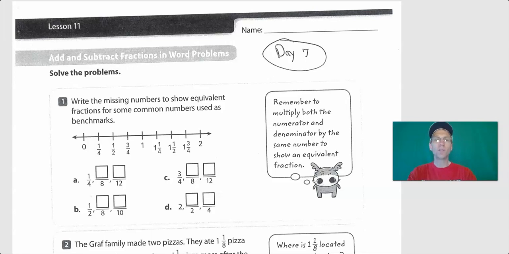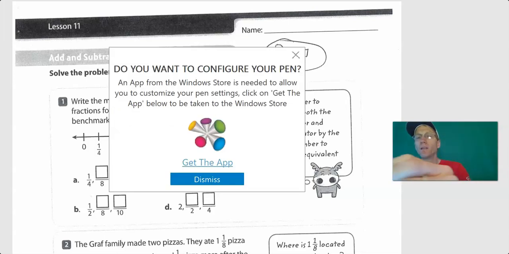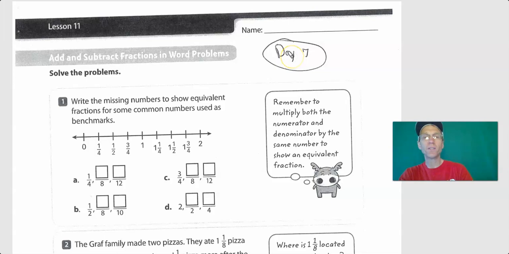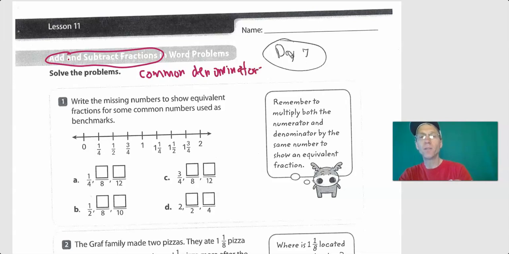Okay, fifth grade, this is day 7, and what we've got here is adding and subtracting fractions in word problems. So we're probably going to have to be looking at making some common denominators. The good news is the more you do, you'll start to actually know what the common denominators are. So it's just going to get easier. All right, lesson day 7.